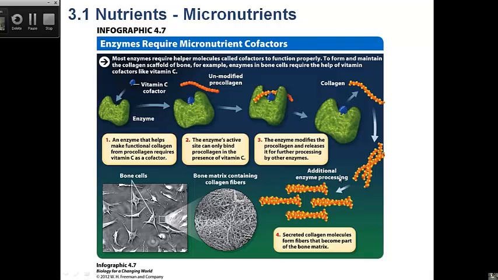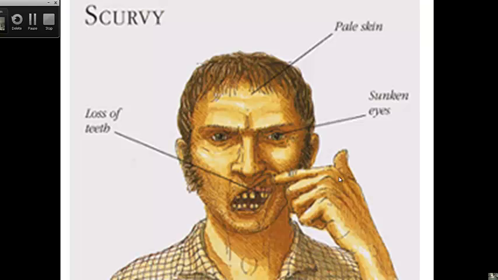And so what happens when none of this occurs? Well, this is what happens: a disorder that we refer to as scurvy. Scurvy is a disorder that was very common in sailors 150 to 200 years ago. When sailors would go out into the ocean, they would have a diet that consisted primarily of bread, water, and salted meat.